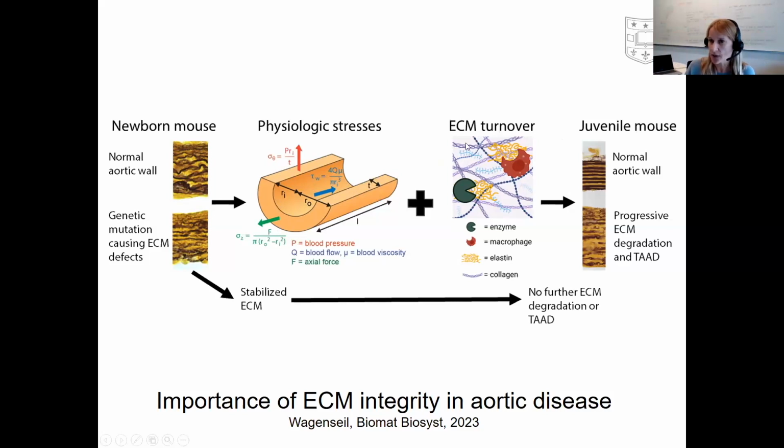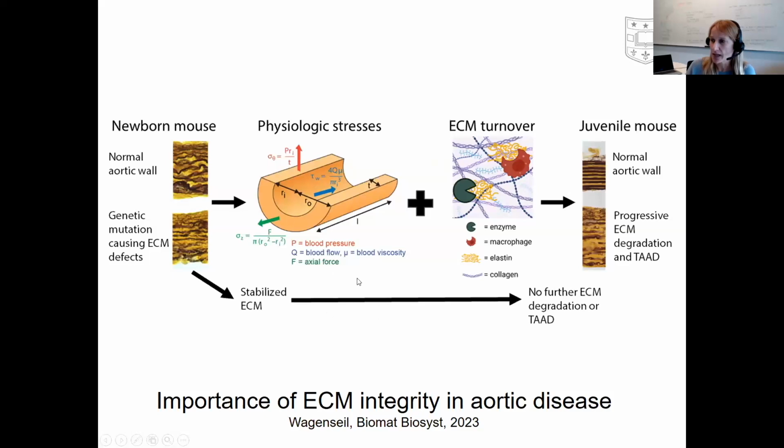And the ECM, extracellular matrix, is very important for being able to withstand those stresses. And it naturally turns over. And so cells are making this. Enzyme shown here in this little Pac-Man shape can degrade them. Macrophages or immune cells can degrade them as well. And there's a natural turnover that occurs.